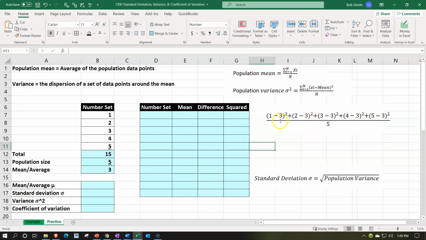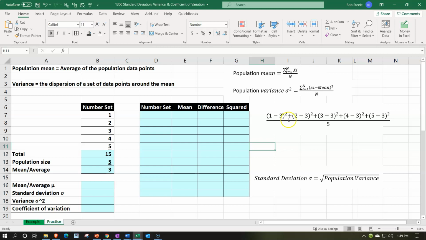Also note that here, 1 minus 3 would result in a negative number, whereas 4 minus 3 would give you a positive number. By squaring each of them, they all become positive. So now we're having positive numbers because we're dealing with distance here. That's one thing that we want, and it'll amplify the result due to it being squared.